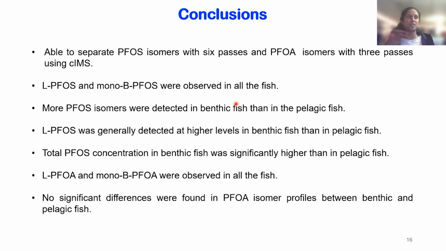So as a conclusion, the Waters cyclic IMS gives us more opportunities to separate isomers. In this scenario, we had different passes for both PFOS and PFOA, but we were able to get good results and separate isomers. And fish, yeah, it's sad to say, but they have PFAS. We detected linear and mono, and we had higher PFAS in benthic fish than pelagic. So if you're eating fish, go more towards pelagic fish types. And then we had a different isomer profile for PFOS in benthic versus pelagic, but not with PFOA because they did not have a significant difference.